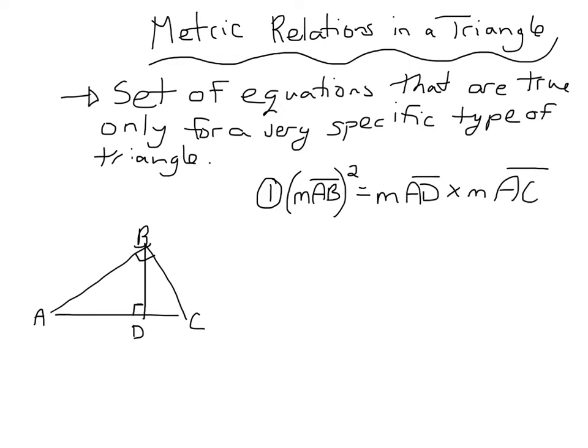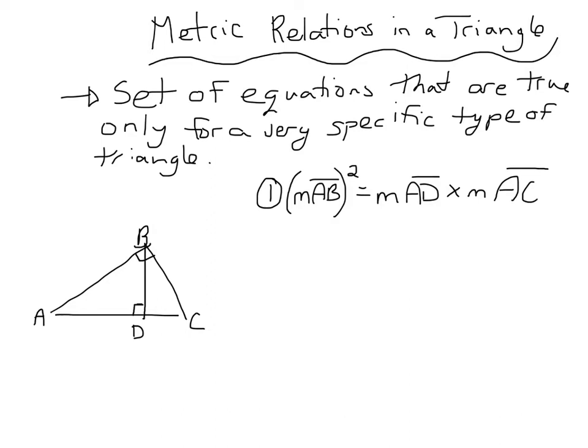That's your first equation. So if you look at what this is saying, it's saying that this length here, squared, is equal to the measure AD times the measure AC.